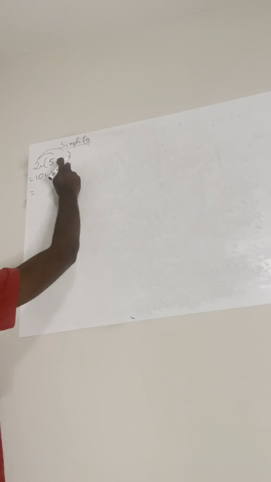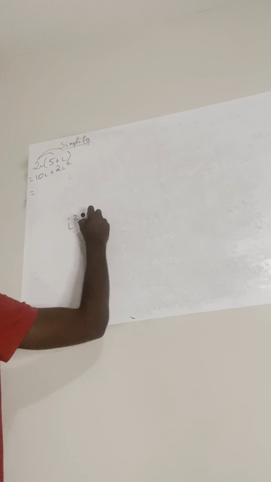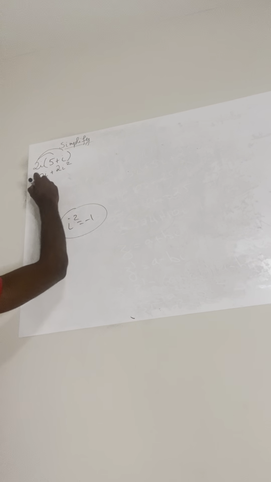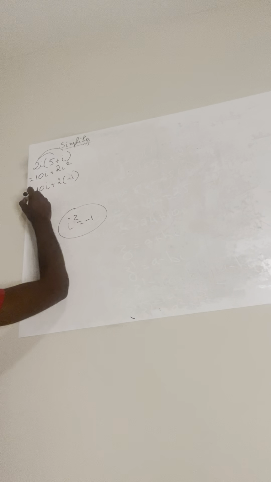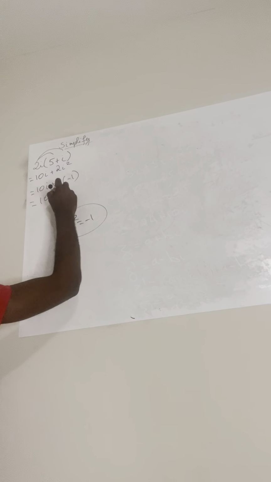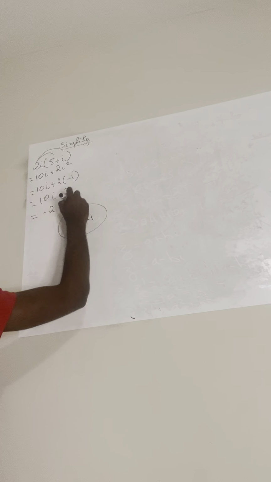2i squared, which is equal to what? Everywhere I see i squared, I turn it to a negative 1. So now I have 10i plus 2 times negative 1, which is 10i minus 2, which becomes minus 2 plus 10i.